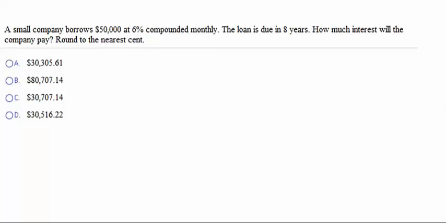Well, one thing we have to know in order to do this problem is the compound interest formula. The compound interest formula says the amount is equal to the principal times 1 plus the annual interest rate expressed as a decimal divided by n, which is the number of compoundings per year, to the nt.